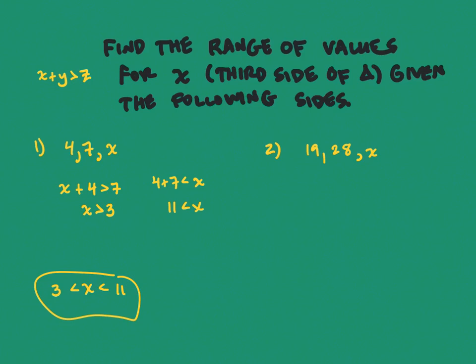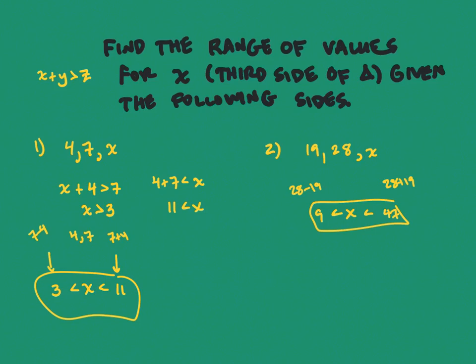Now, let's look real quickly at how we would find 3 and 11 from these two numbers, 4 and 7. Well, as you might have already assumed, 7 minus 4 gives us 3, and 7 plus 4 gives us 11. Therefore, in the next example, I can do this much quicker than setting up inequalities. To find my interval, I would take 28 minus 19 to find the lower end, which would be 9, and I would take 28 plus 19, which would be 47. There's your hack, guys. And there you have your interval using the triangle inequality.